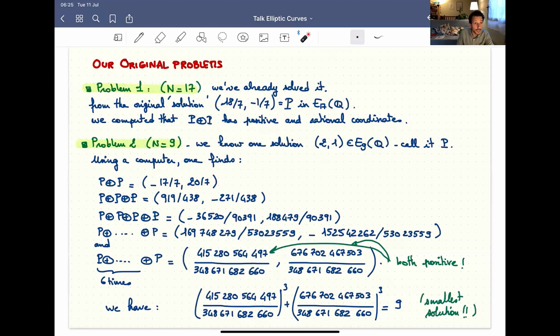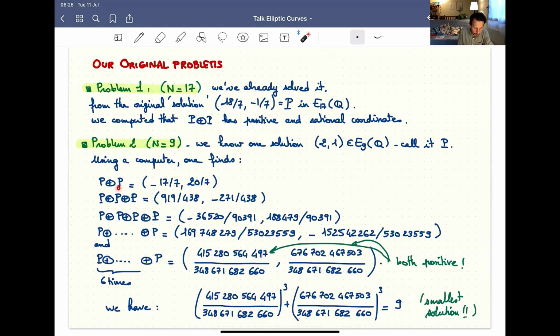And we can now solve the second problem. We want to find x and y positive rational numbers such that x cubed plus y cubed equals 9. And we know one solution: 2 cubed is 8, plus 1 cubed, which is 1. The sum equals 9. This is a solution that we will call P. And using the formulas that I just wrote down, I found this set of solutions.